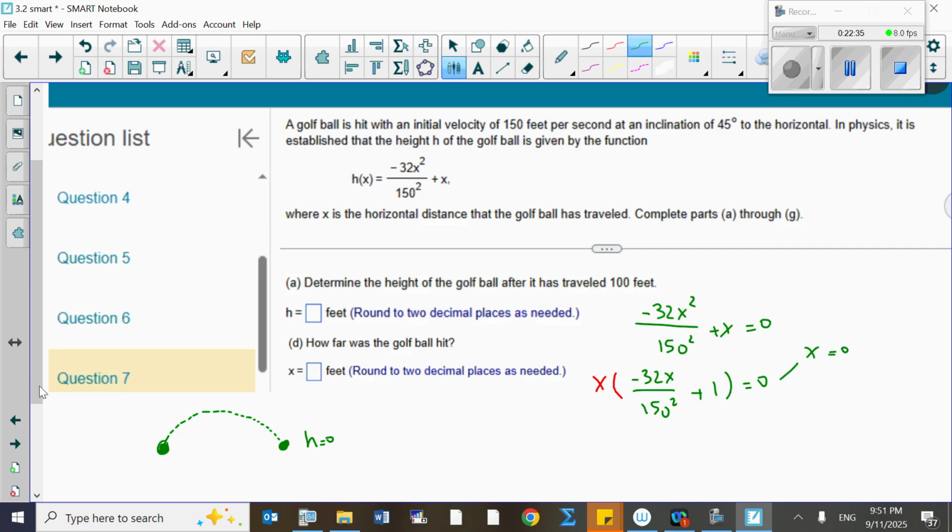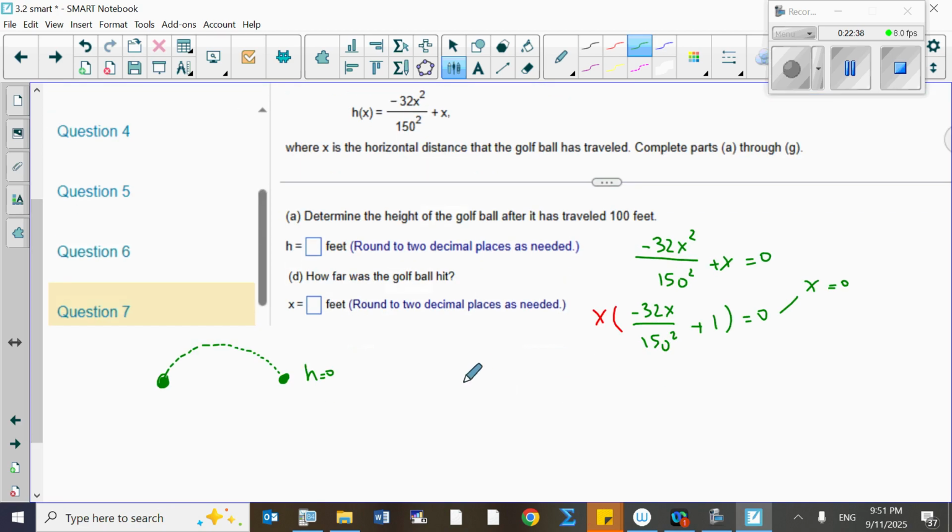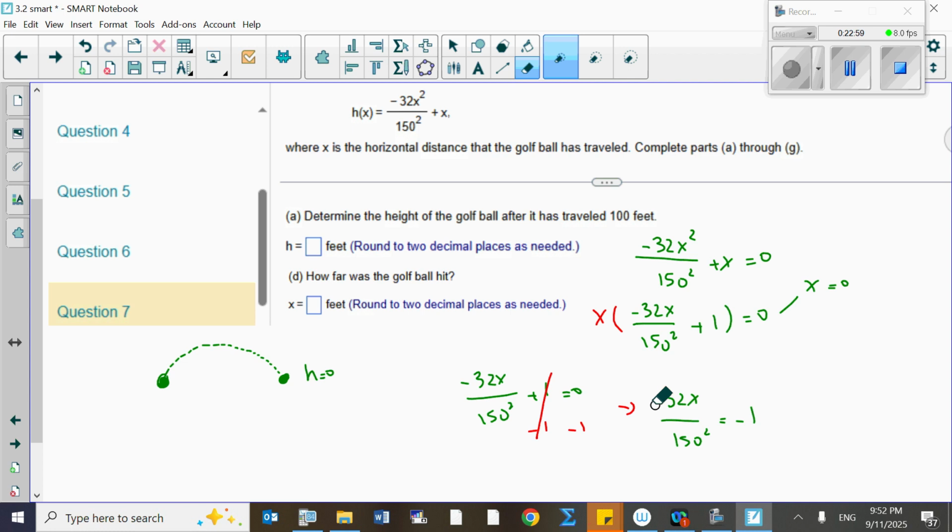And the second one is this factor. So I'm going to set this equal to 0: negative 32x over 150 squared plus 1 equals 0. So I subtract 1 from both sides. Now I will have negative 32x over 150 squared equal to negative 1. The negatives cancel each other, so I'm just going to erase them.